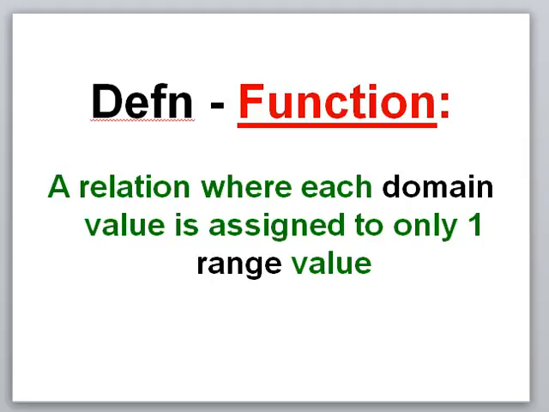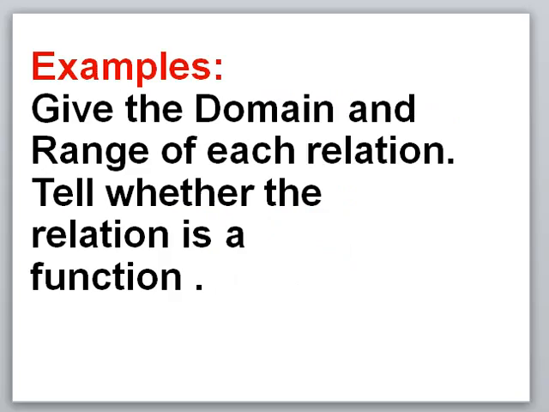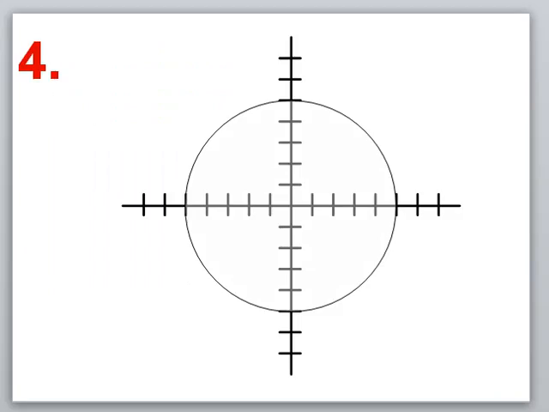So go ahead and write down: a relation where each domain value is assigned to only one range value. So that's what I was talking about. There's only one arrow coming off of each x value. We're going to give the domain and range of the next few graphs, and we're going to tell whether or not it's a function. I'll use the vertical line test to do that.